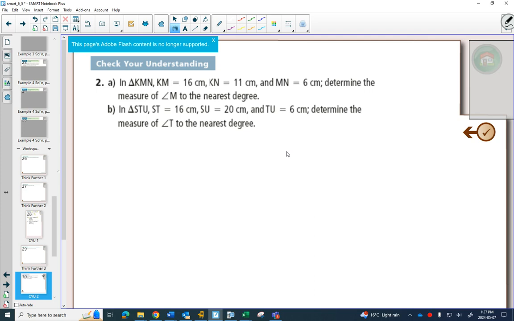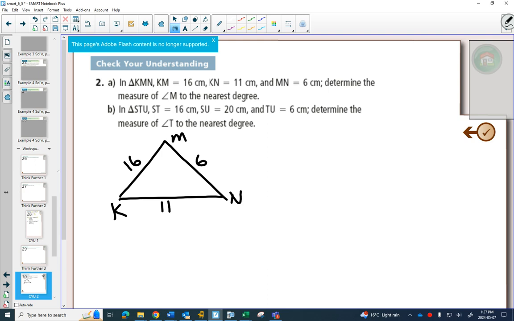In triangle KMN, sometimes I don't even attempt to draw things to scale. I just start with a triangle and label it K, M, and N, and see what's given to me. I know this is 16, I know this is 11, and I know this is 6. It looks like I drew an equilateral triangle where all my sides are pretty much the same length, so it definitely is not to scale.